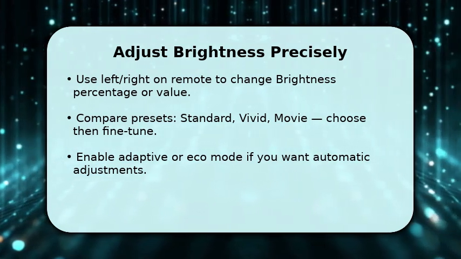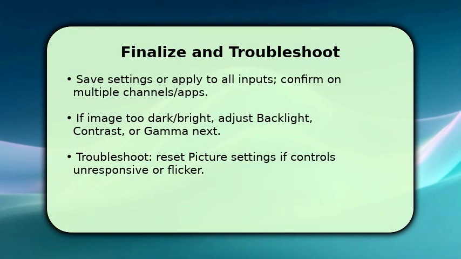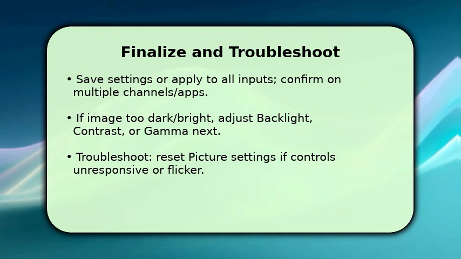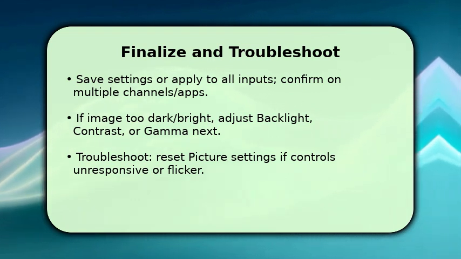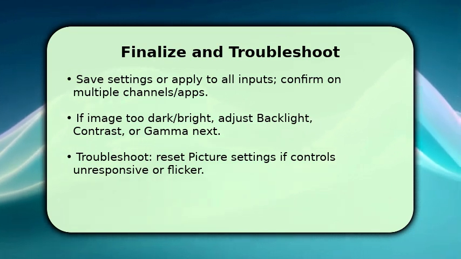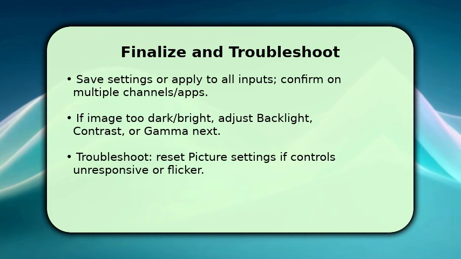Finish by saving your picture adjustments, and if offered, apply them to all inputs so HDMI and apps match. You should check multiple channels and streaming apps to confirm consistency. If the image still looks off, tweak backlight, contrast, or gamma. Those controls change perceived brightness and detail differently.